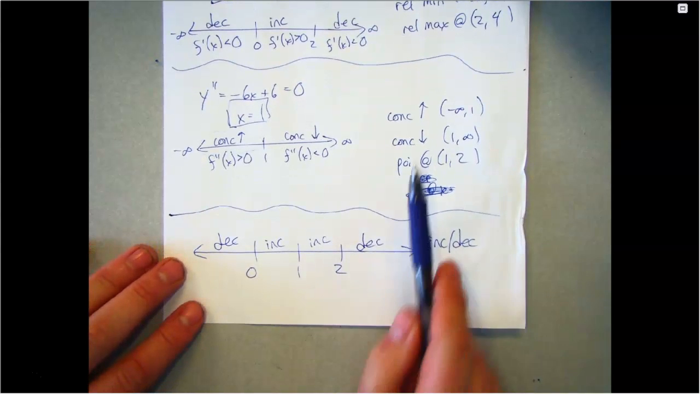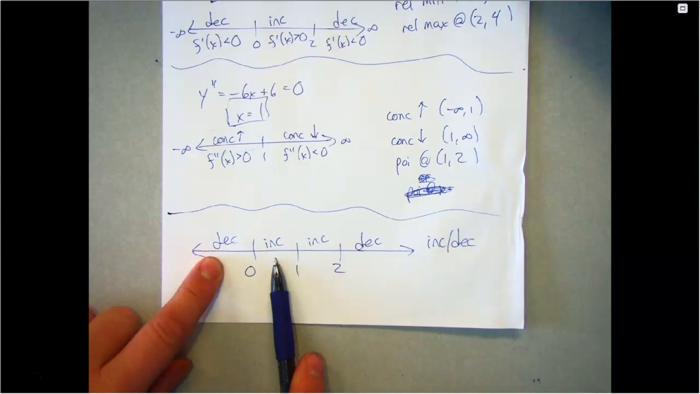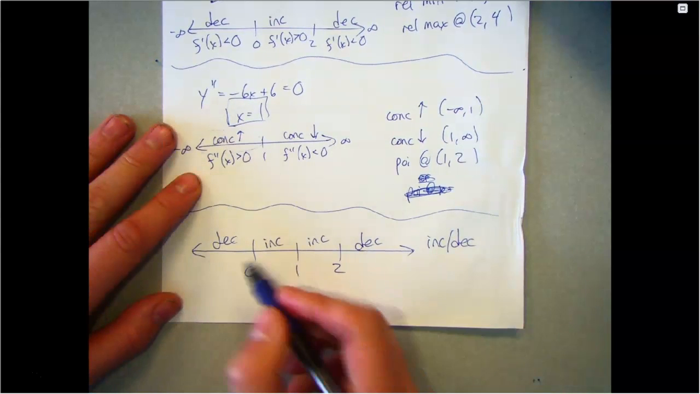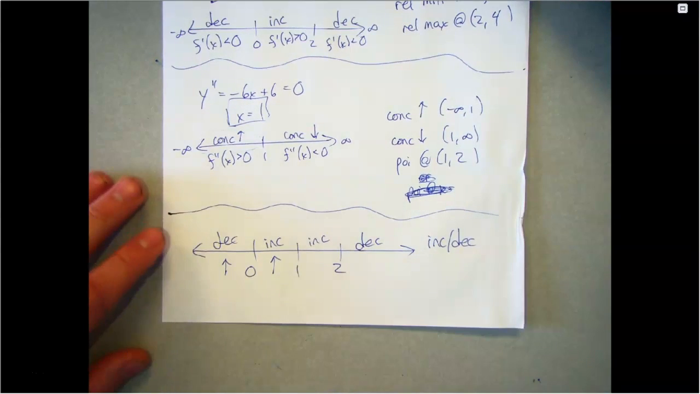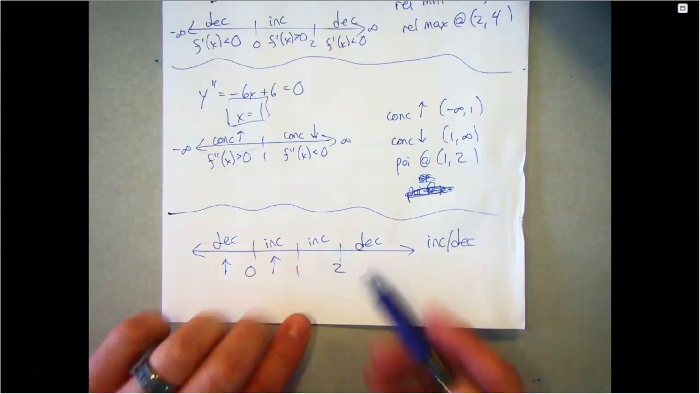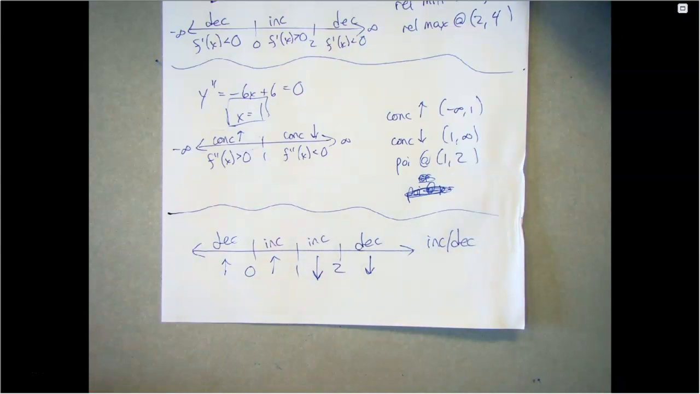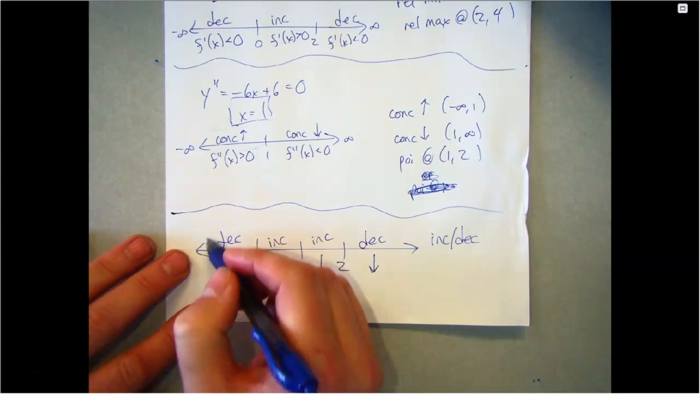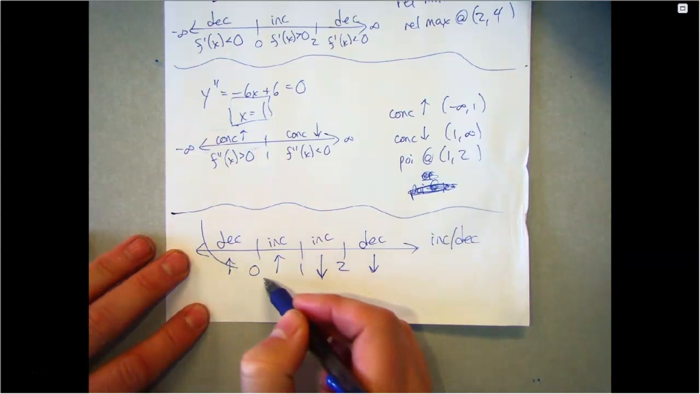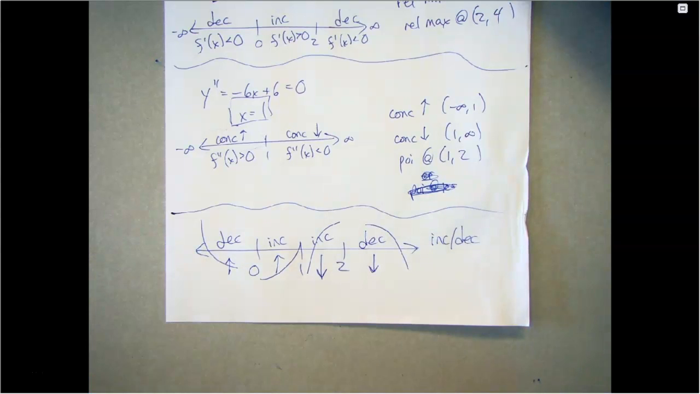Same idea for concavity. It's concave up all the way up until 1. So there's 2 intervals before I get to 1. And I just make them both concave up. Concave down from 1 to infinity. There's 2 intervals. I just make them both concave down. And then my shapes: decreasing concave up, increasing concave up, increasing concave down, decreasing concave down.